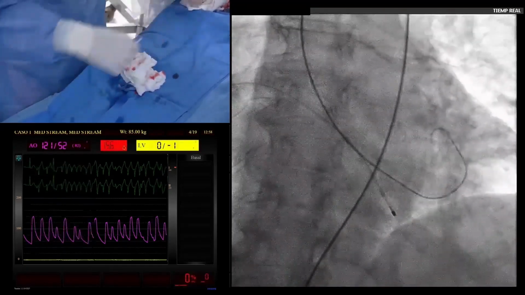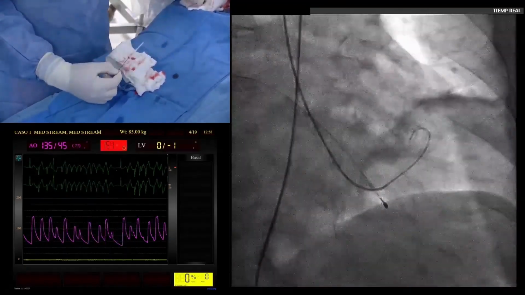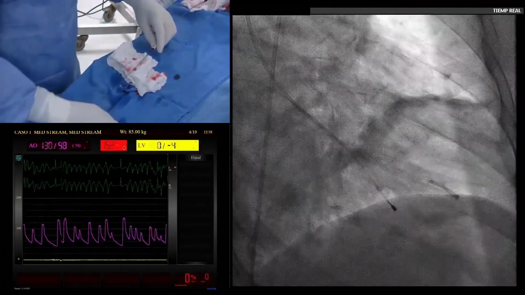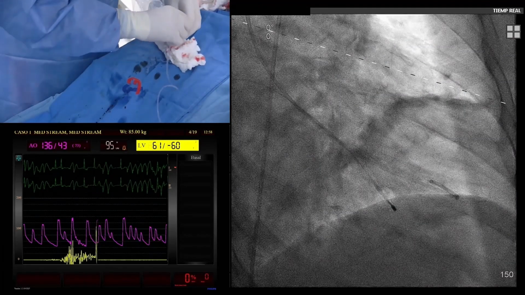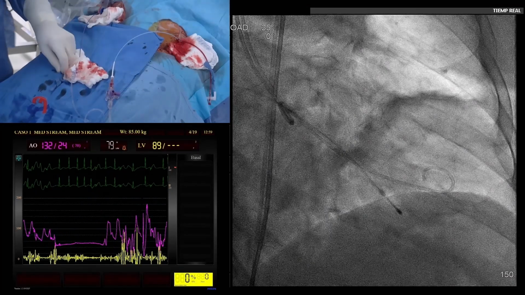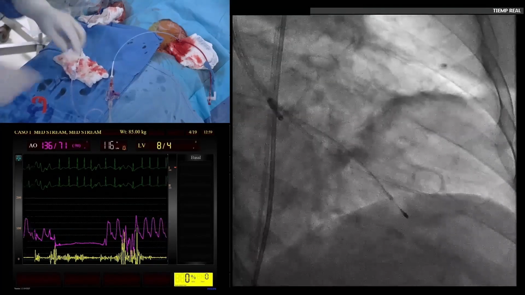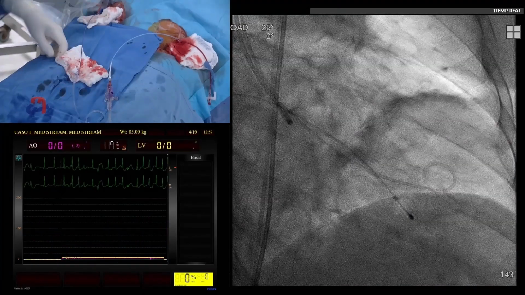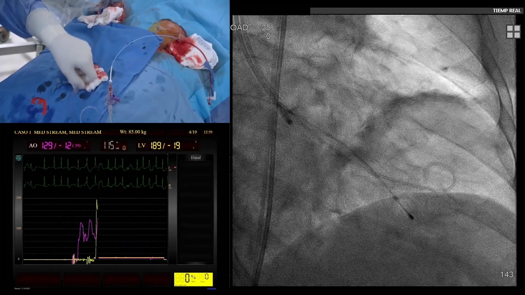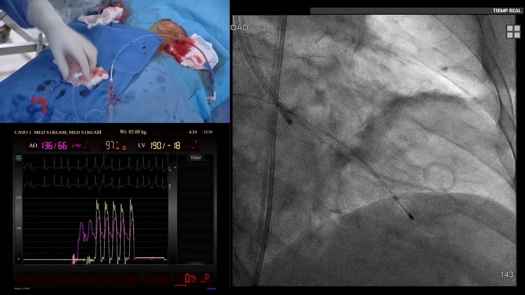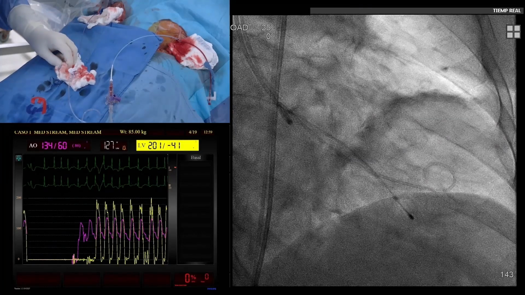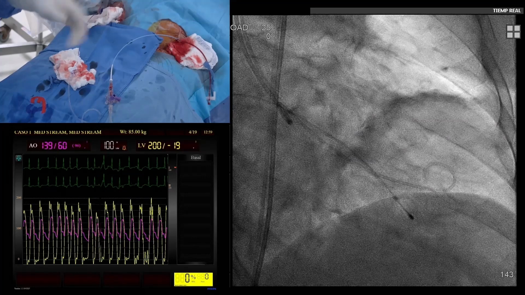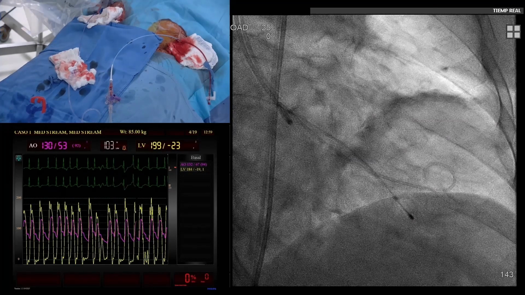Right oblique. So now let's go with the pigtail to the apex. We can measure gradient here. So now we can do 0. Okay, perfect. We are not going to expect a very high gradient. It's almost according with the Doppler. We have between 50 and 60 as a peak gradient.